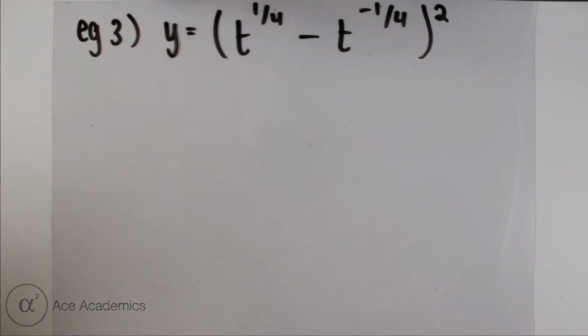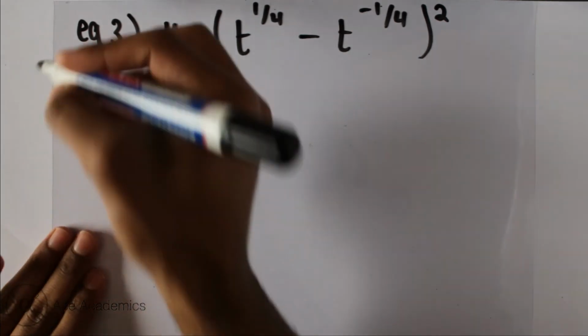We have y is equal to t to the power of a quarter minus t to the power of negative a quarter, all squared. Now, according to our preparation steps, we need to ensure that there's no brackets. So the first thing we'll do is get rid of the brackets by squaring the binomial.